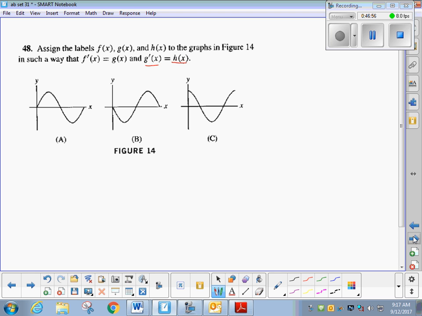I'll tell you what my answer is, and then we can talk about it. How's that sound? I had that this was f, this is h, and this is g. What do you think? Okay, so I got some yeses.